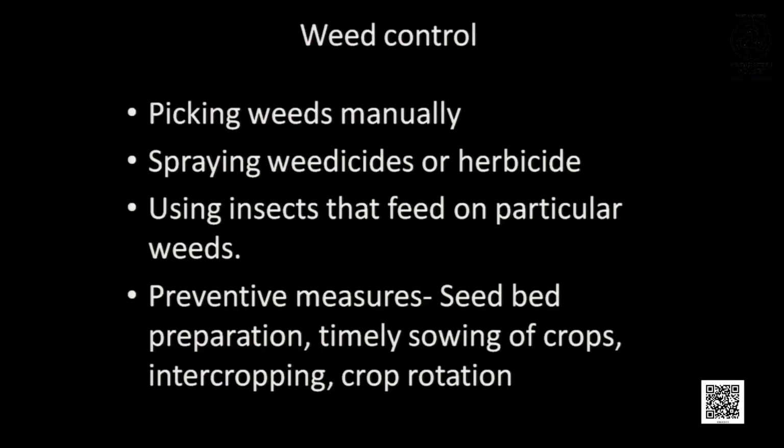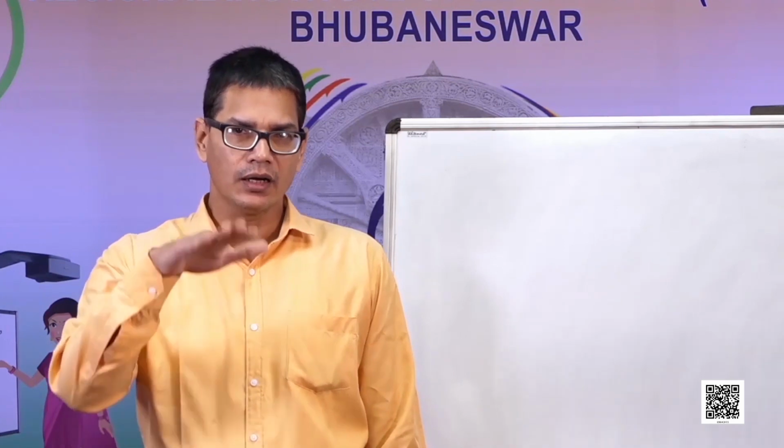Third one is using insects that feed on particular weeds. Yes, it is also bio-friendly. That means it helps in sustainable development or sustainable practices. And last one is preventive measures. As we know, prevention is better than cure, and therefore the last one is definitely helpful for sustainable development. That means except the second one, we can use three methods to control weed as sustainable practices.